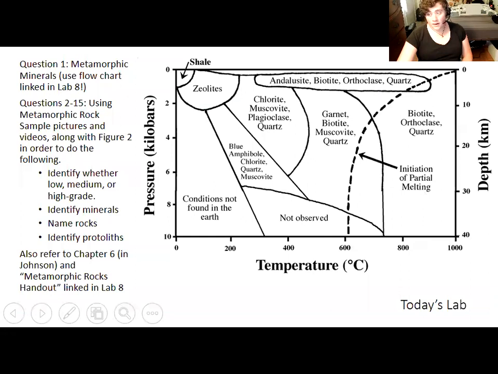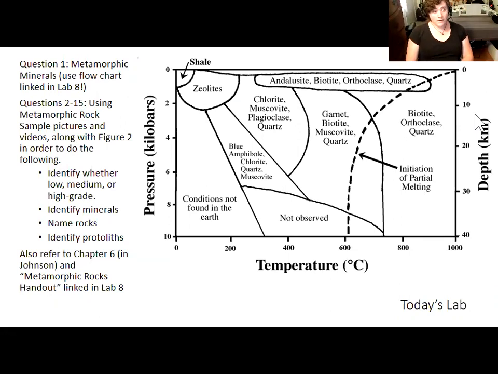So for today's lab, you'll want to focus on using the tools at your disposal and not overthinking it too much, because there is a lot involved with metamorphic rocks. I find that teaching metamorphic rocks is probably hardest of the three, because it's the hardest to summarize, just because so many different processes are involved.